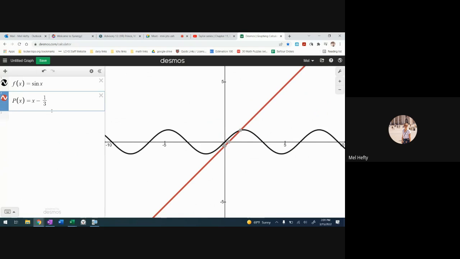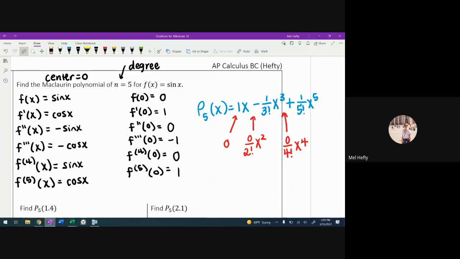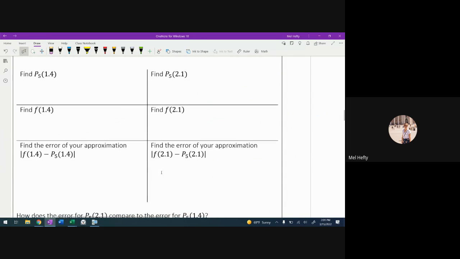1 over 3 factorial x cubed. We get pretty good. And then plus 1 over 5 factorial x to the 5th. So we get even better. And as we keep going, we want to figure out kind of how good our approximation can get. So let's talk about numerically how good our approximation can get. So we're going to plug in some things.